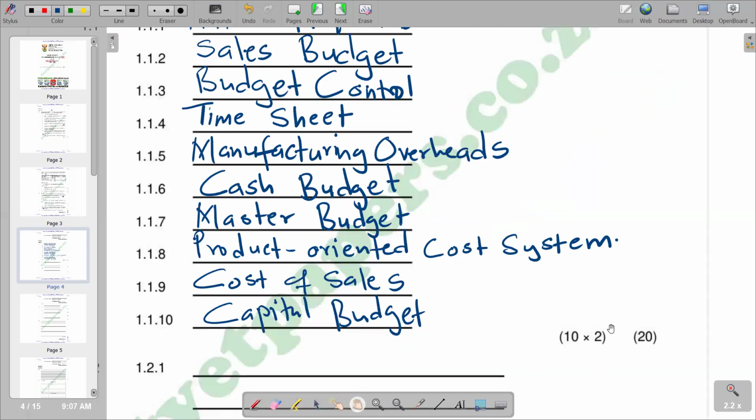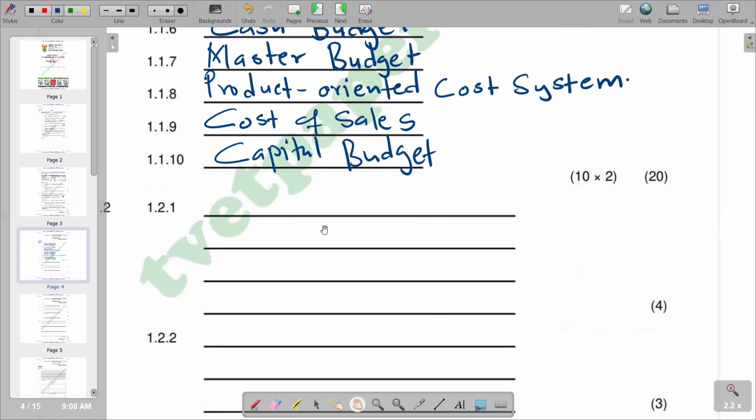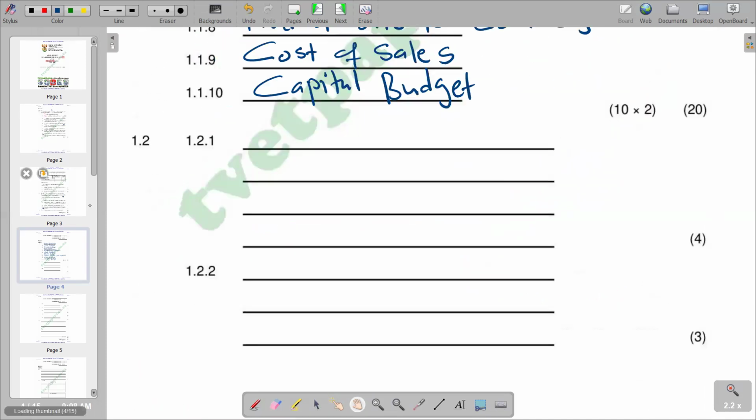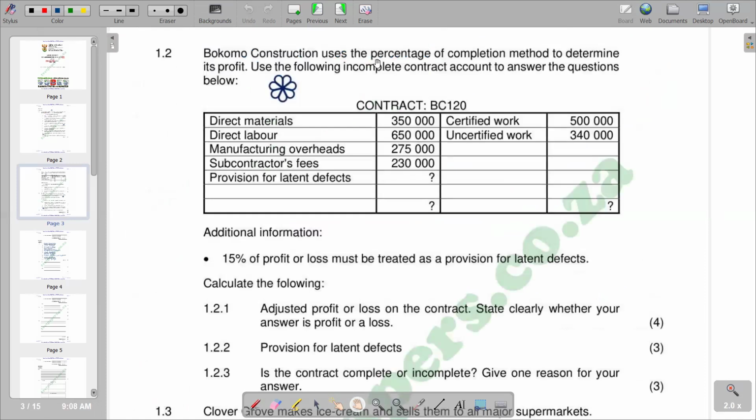Obviously, each is maybe 2 marks to give us a total of 20 marks. So moving on to the second part, which is now 1.2. So 1.2 reads, Formcon Construction uses the percentage of completion method to determine its profit. Use the following incomplete contract account to answer the questions below.